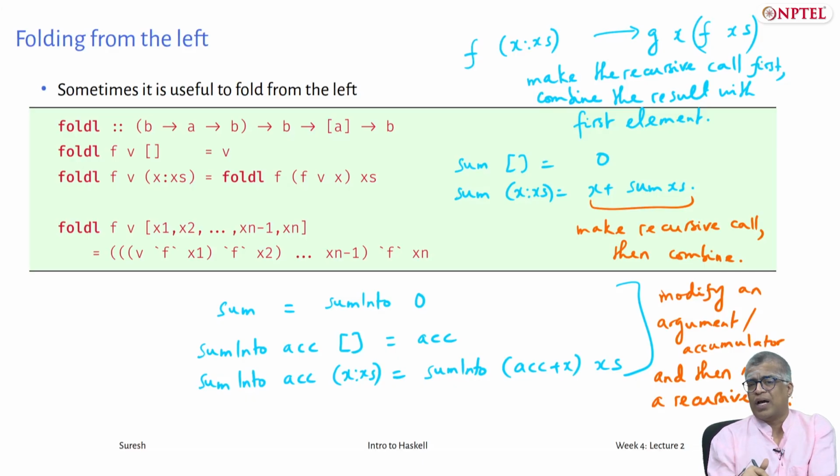Okay, so notice that I use the phrases you first modify the accumulator and then make a recursive call. It so turns out that Haskell will not follow this particular order, but logically what I am saying is that you make a recursive call with a modified accumulator, or you combine the result of a recursive call with some element, the first element. Okay, these are the two different patterns.